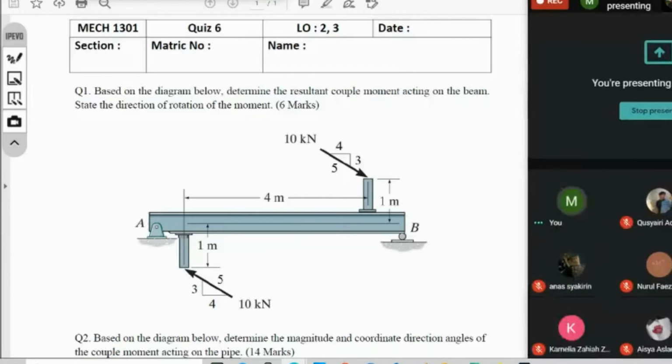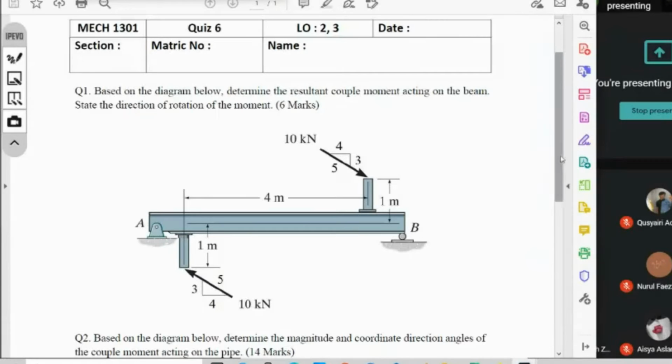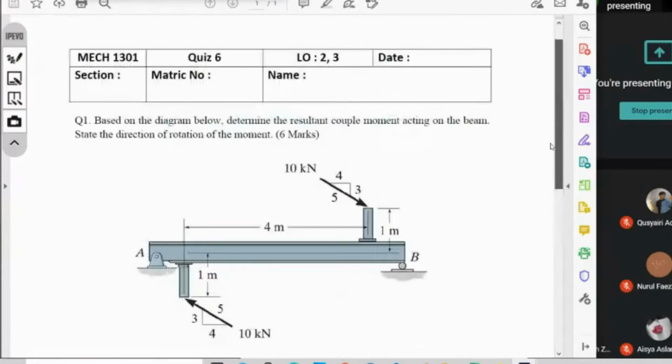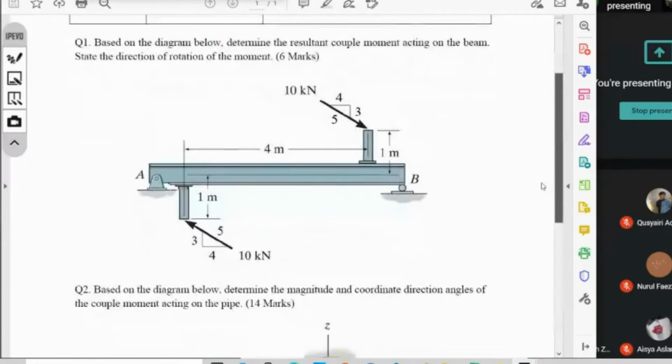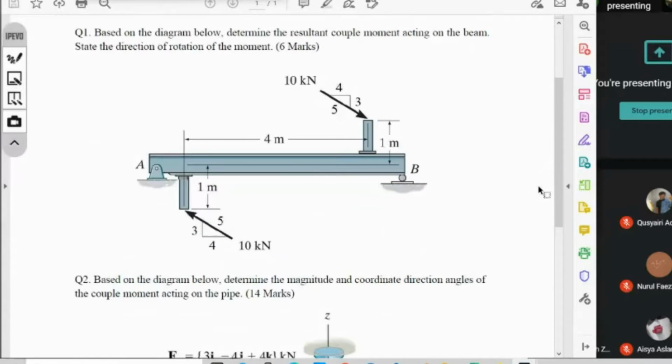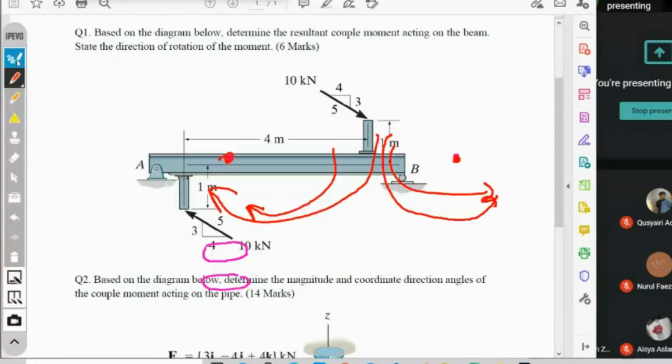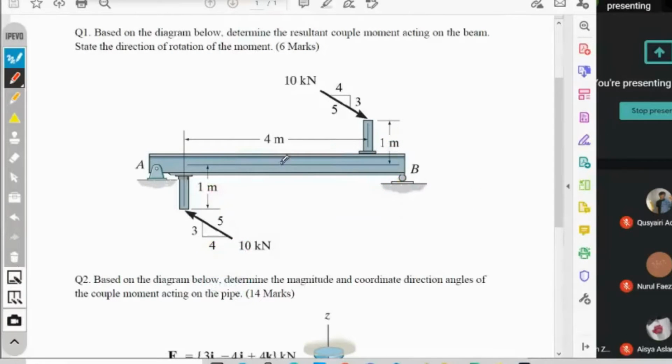Right, so we have two questions with regard to moment of a couple. One in 2D, one in 3D. Okay, so Bismillah. First off is the 2D question. Normally, if you have a question in 2D for moment, it should be generally straightforward, except for perhaps some of the questions in the tutorial, which are from the previous exam.